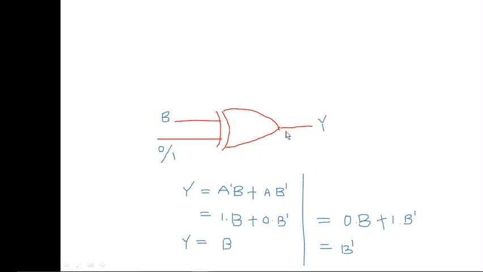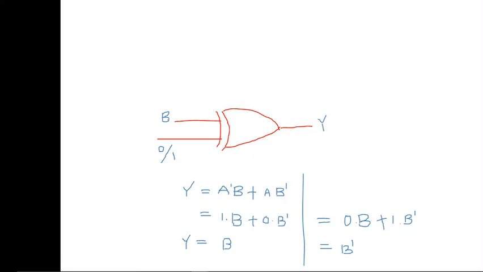So if you want the complement of the bit by using XOR gate, you apply that bit at one of the input of XOR gate, at the other input you apply bit 1. The output of XOR gate will be the complement of the bit applied.